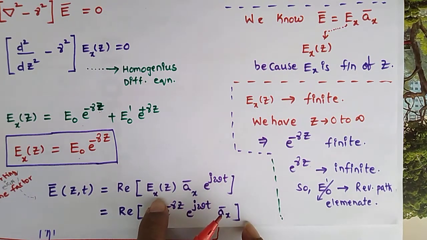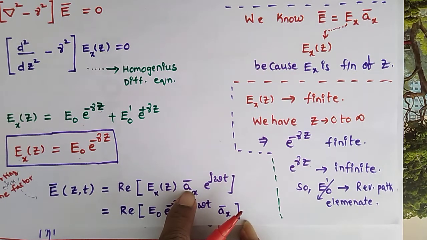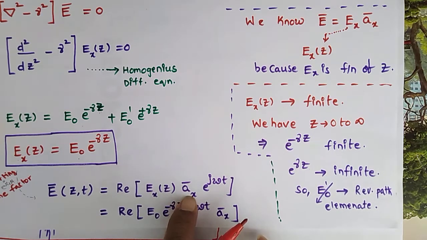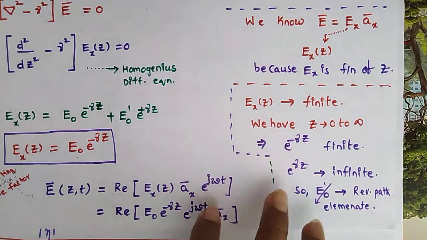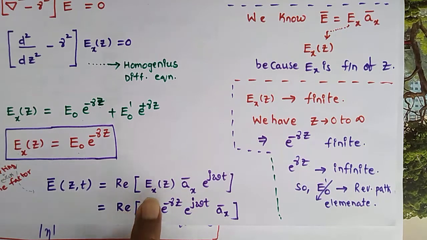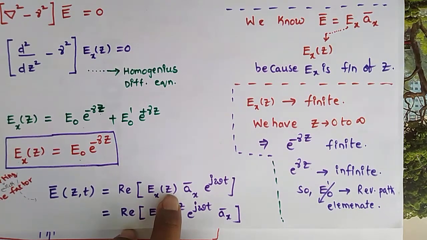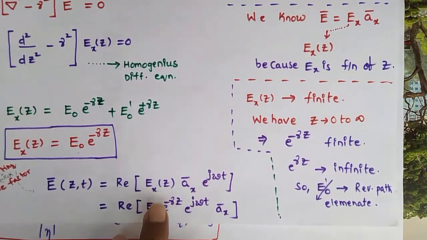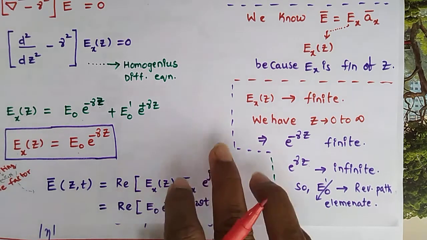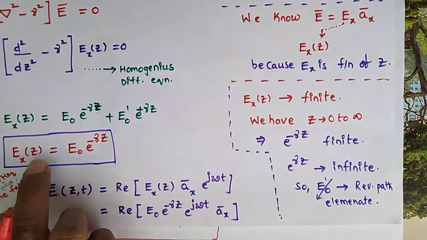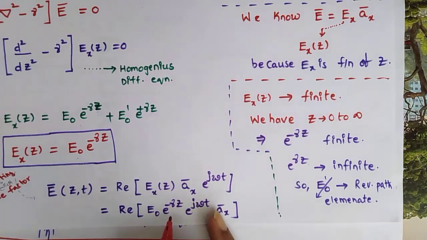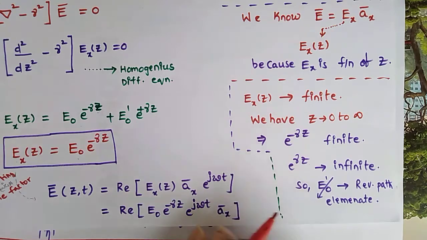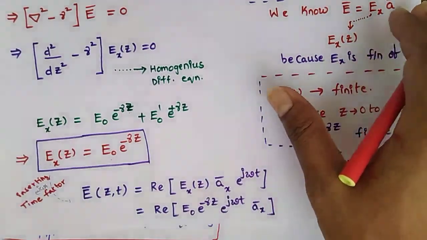But I know Ex of z is in the direction of ax, so that's why I am taking the ax here. I am inserting the e to the power of j omega t because I am converting into the time harmonic functions. So in the place of Ex of z, I am substituting E naught into e to the power of minus gamma z. From this equation I substituted here, so I can get this term.